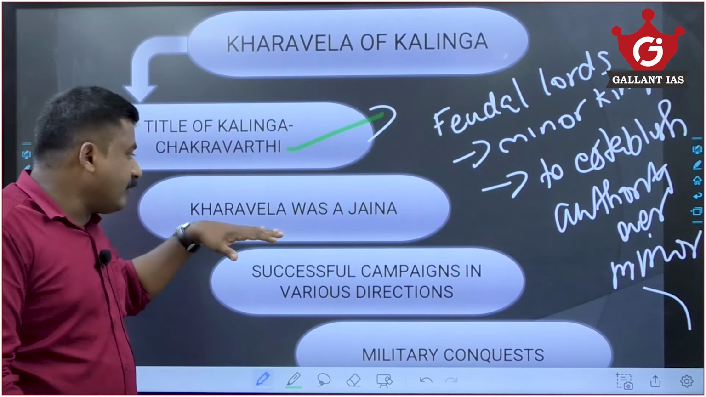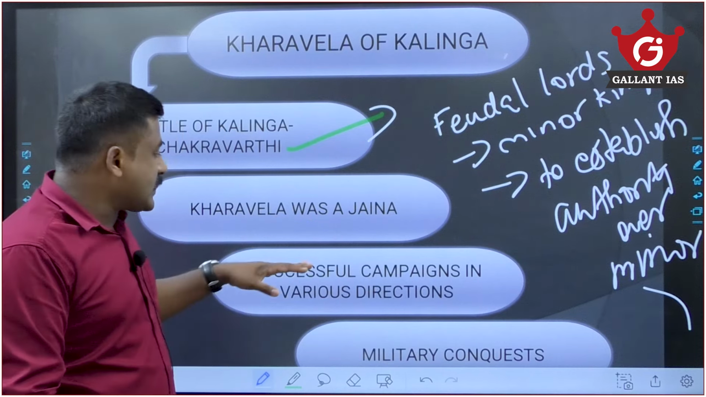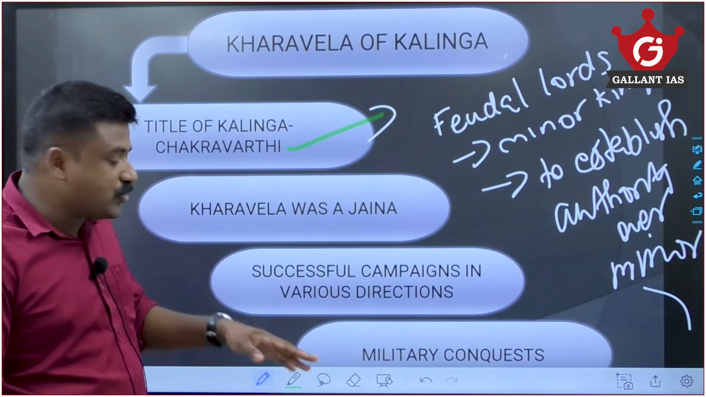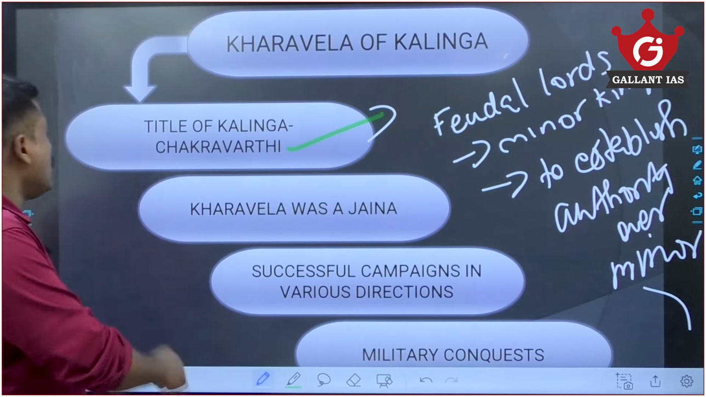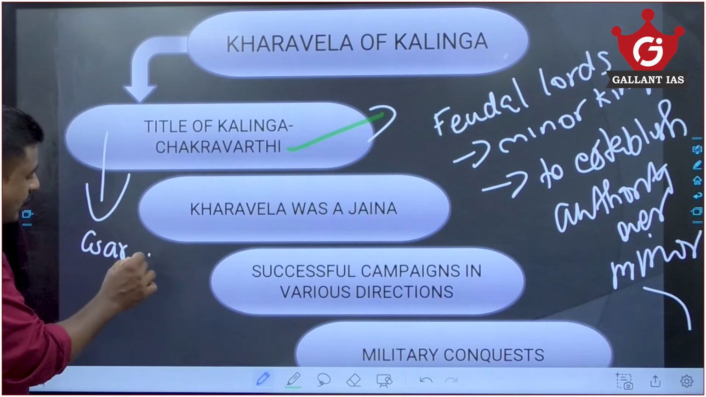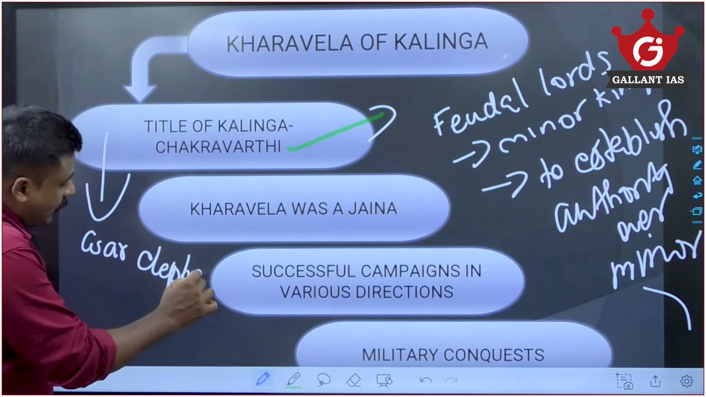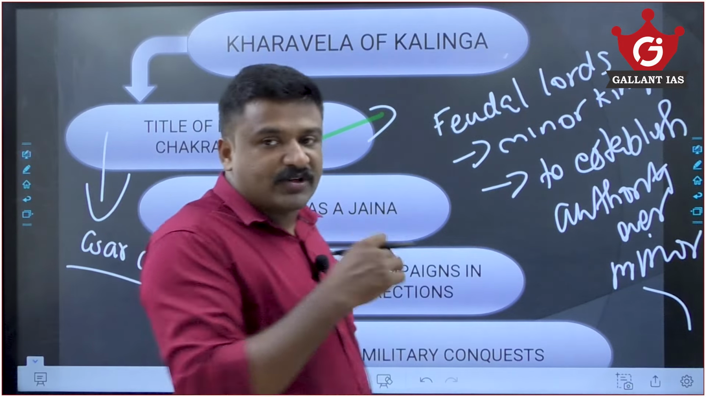Now see, Kharavela was a Jain follower, he was a Jain. Then successful campaigns he led in various directions, and he is known for his extensive military conquests. One of the reasons for his success is always that he had very strong war elephants here. War elephants. Probably this was the reason why many of the Greeks were defeated by Indians.